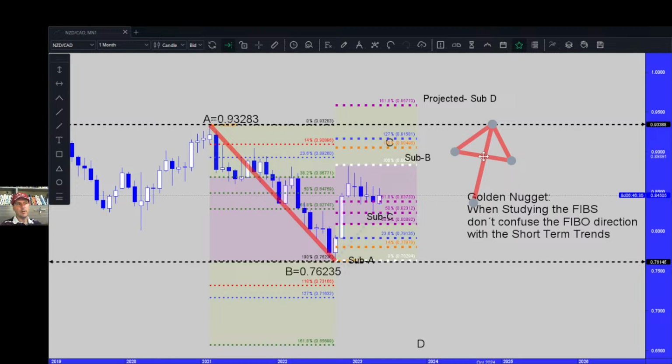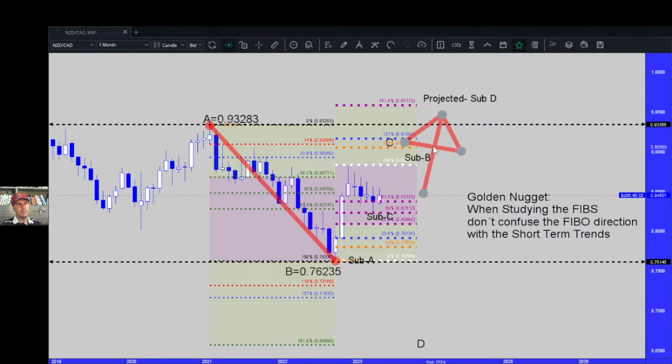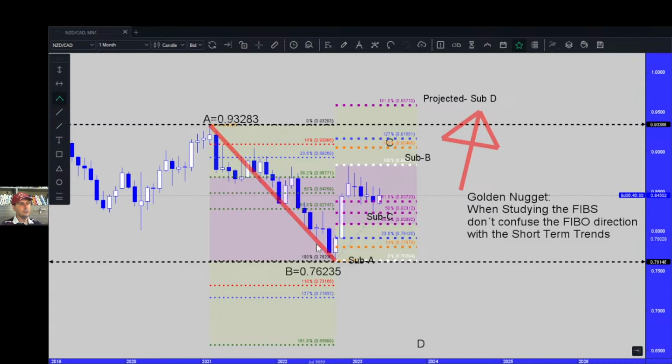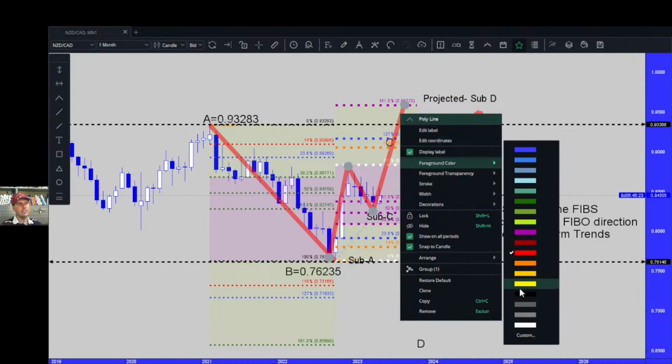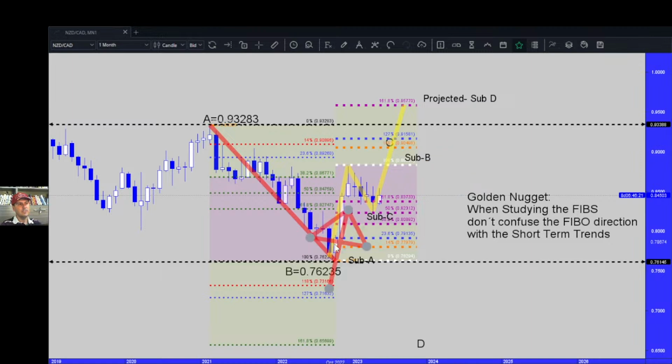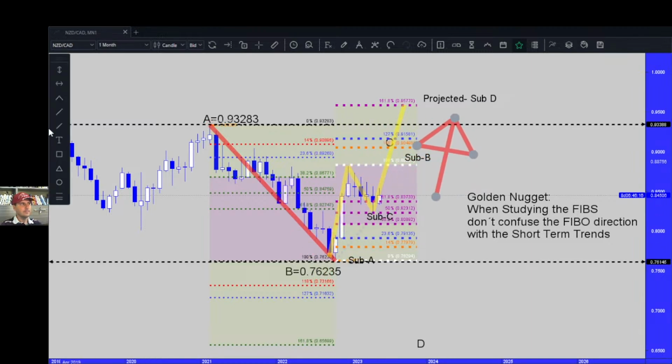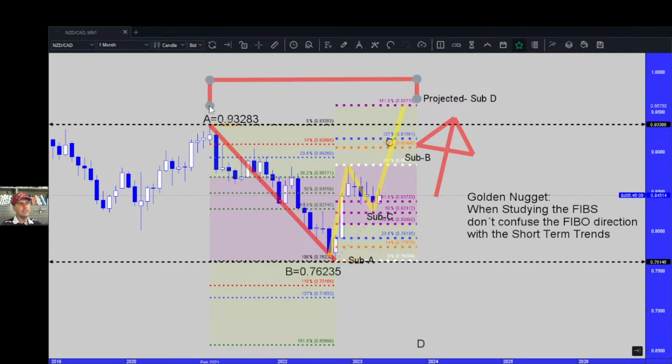But why, boss, why? Because for the market to hit the projected sub-D extension, the extension from the contrarian, what must it do? Exactly, it must break the capital A. Does this make sense to you, Broto? Boss, can you repeat please?